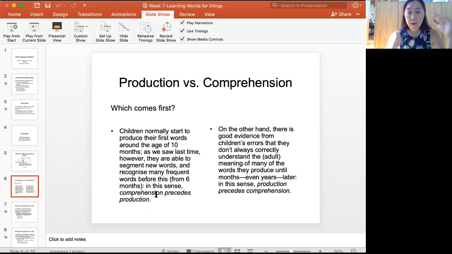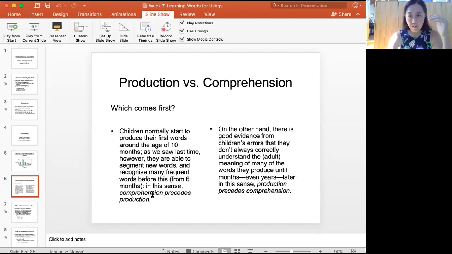Comprehension in Japanese is rikai, and production means seisan. So children understand a lot more than they can speak. They know a lot more. They understand what you're telling them. They understand that you're asking them questions. They understand what's going on. But in the beginning, they produce very little.